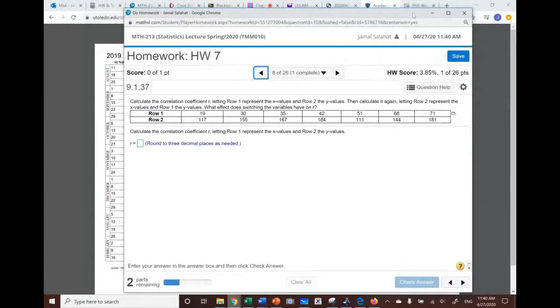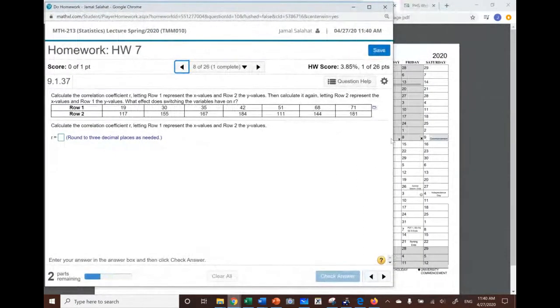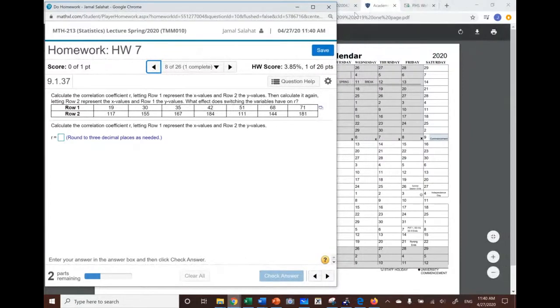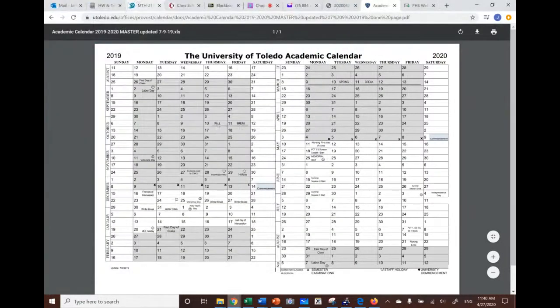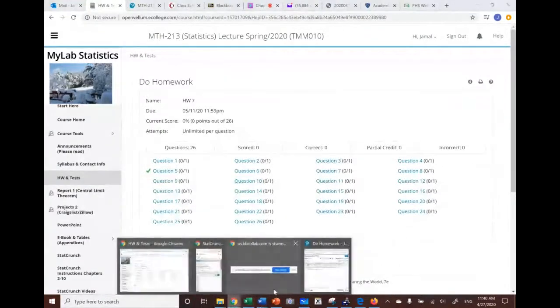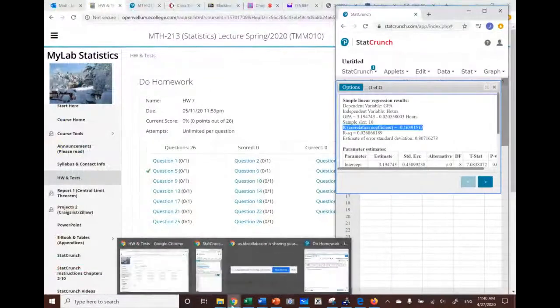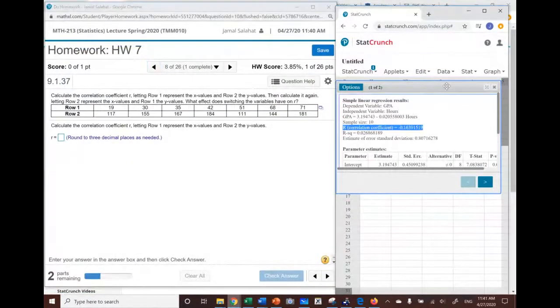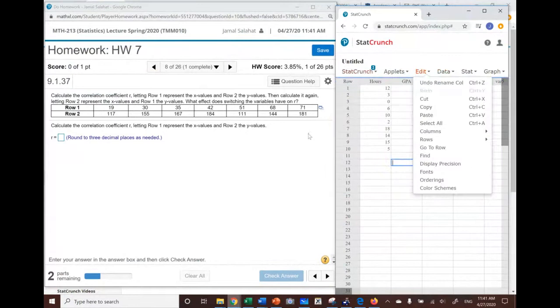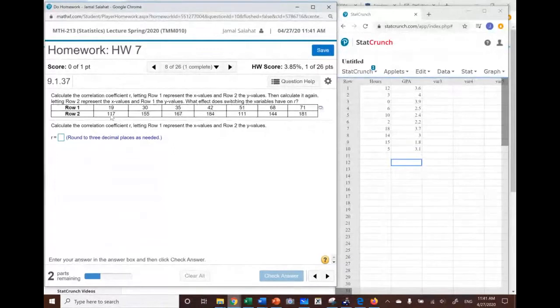I'm going to minimize this screen. I'm going to open StatCrunch and open the homework in there. So here's what we have. We have row 1 and row 2, and we have data in row 1 and row 2. We don't know what the data is all about. This could be age, and this could be blood pressure, it could be anything. We want to measure the R, how strong the relationship is between row 1 and row 2.